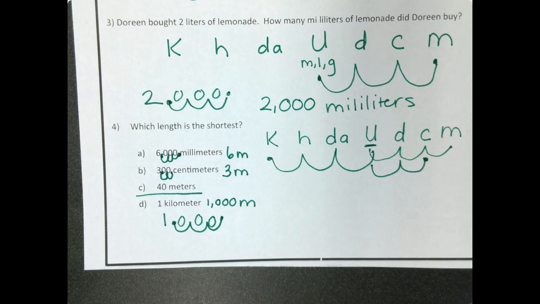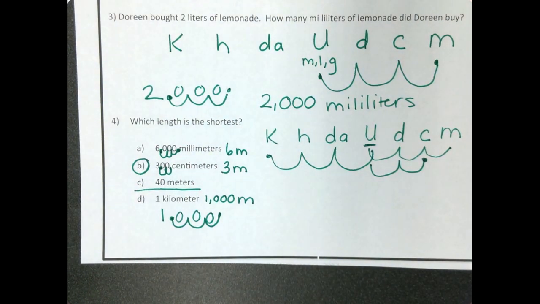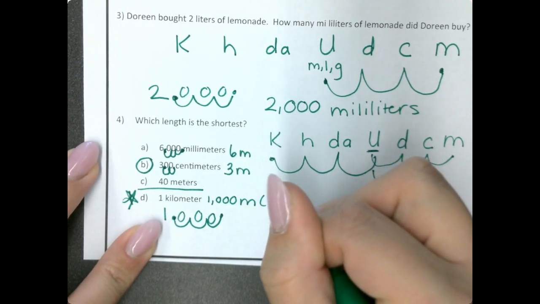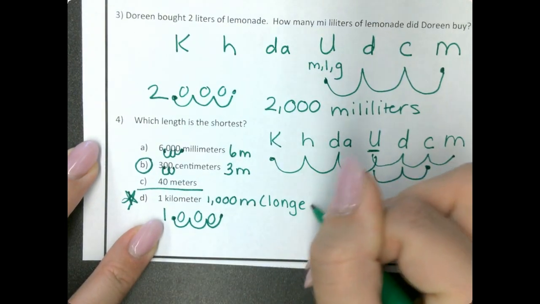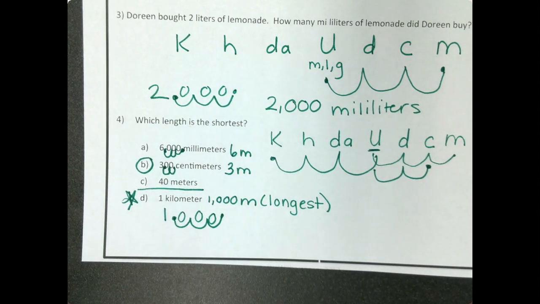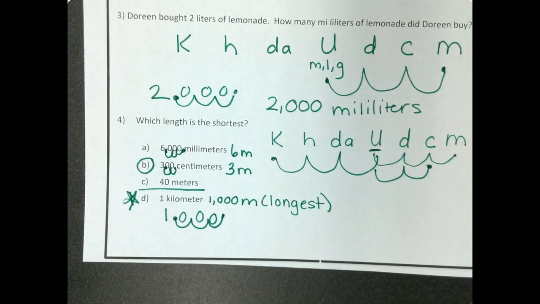So now we have them all in meters. Which length is the shortest? Yeah, B. That's the shortest. Which one is our longest? Yeah, that's our longest, right? How do you guys feel about this? Not that bad, right? Really just jumping and moving the decimal in the right place.